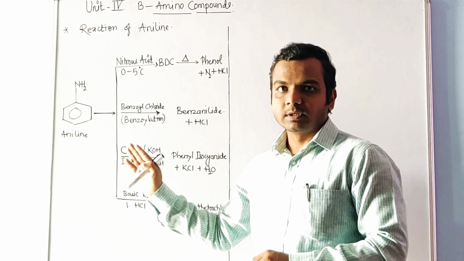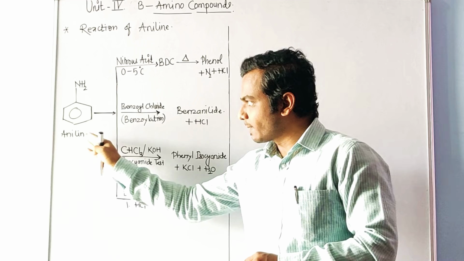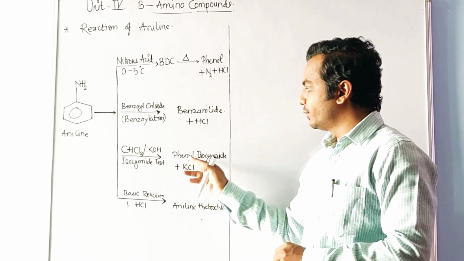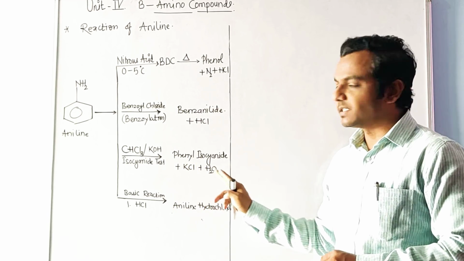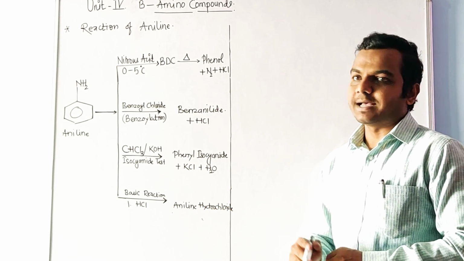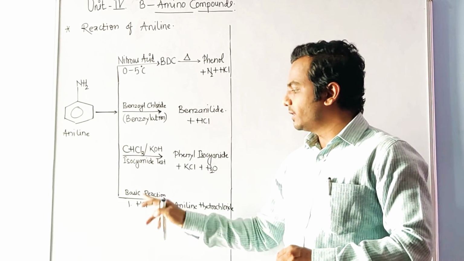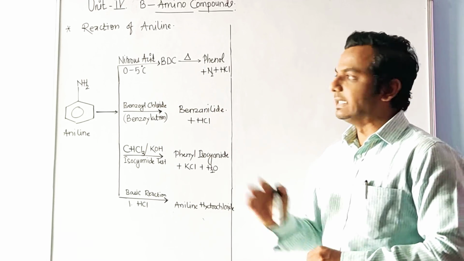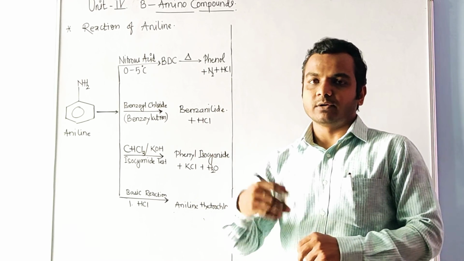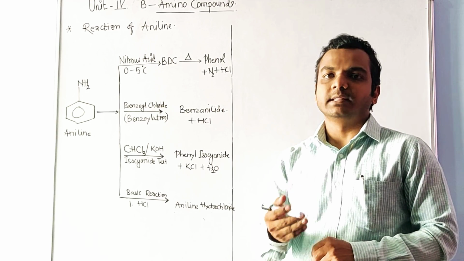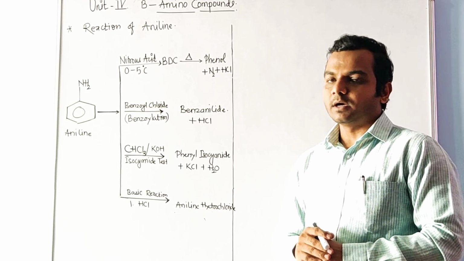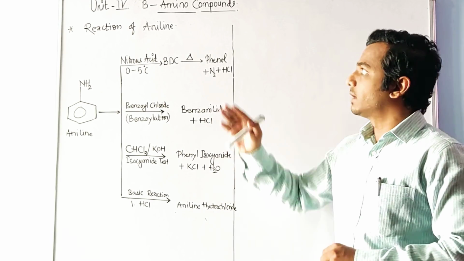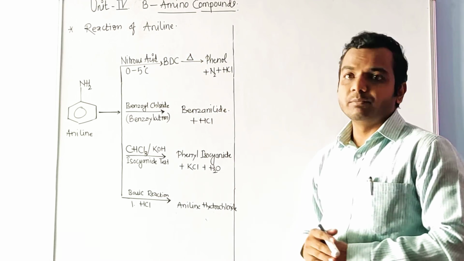The third reaction is aniline when it reacts with CHCl3 and KOH, it produces phenyl isocyanide along with KCl and H2O. And the last reaction is aniline when it reacts with HCl, it produces aniline hydrochloride. These are the 4 reactions we are going to study in today's lecture. Now, before starting these reactions, we will see our topic, that is amino compounds.